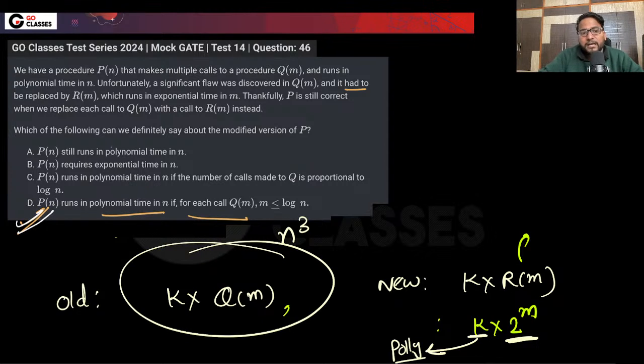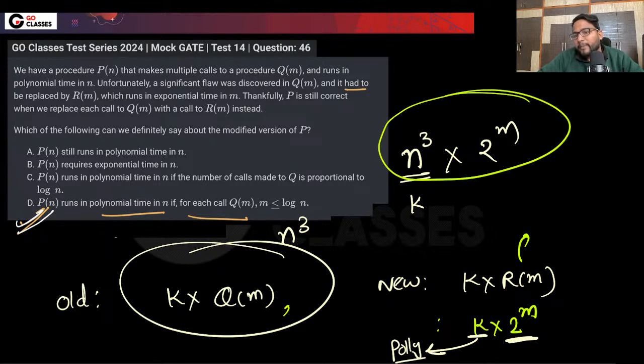Now, let's just check whether P still runs in polynomial time. You don't know. It depends on the value of m. The new time complexity is, let's suppose K is n cube, into 2 power m. Does it still run in polynomial time? You don't know. It could be exponential. If m is log n, then it is still polynomial. If m is n, then it is exponential.